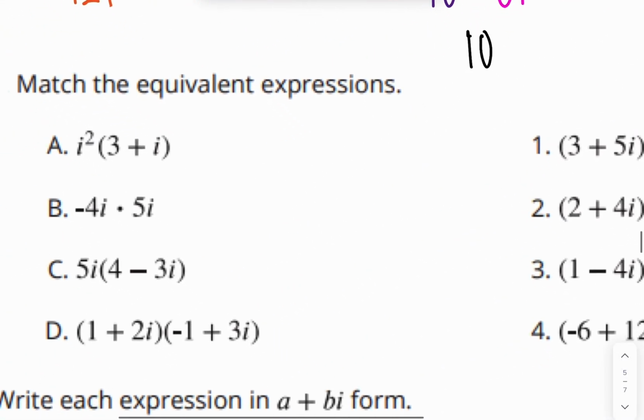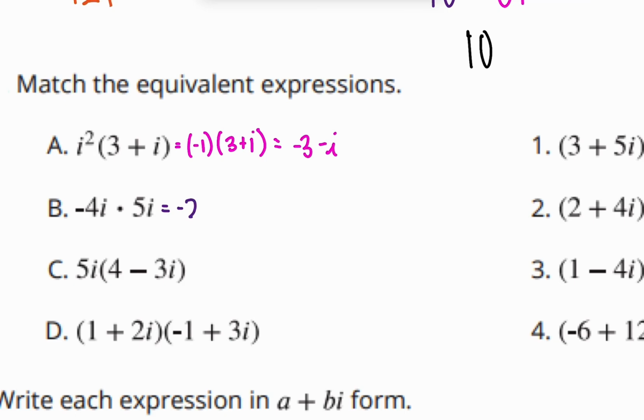And then here on this one, I kind of just would go through and find the value of each of these. So i squared is going to be -1 times 3 plus i, which is going to be -3 minus i. And that way you can match them after you're done with the correct one. So -4i times 5i will be -20i squared, which i squared is -1, so this will be a positive 20.